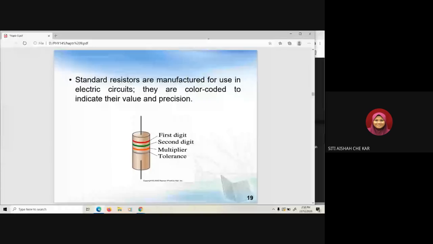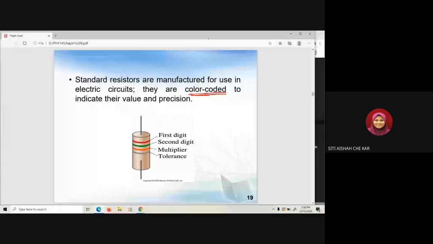Okay, this resistor, how to indicate the value of this resistor is based on the color code. So kalau kita tengok resistor ni, dia ada color code on the material itself lah. So how to know this value is based on this color code.